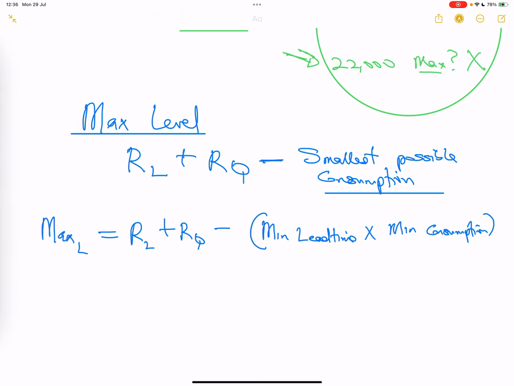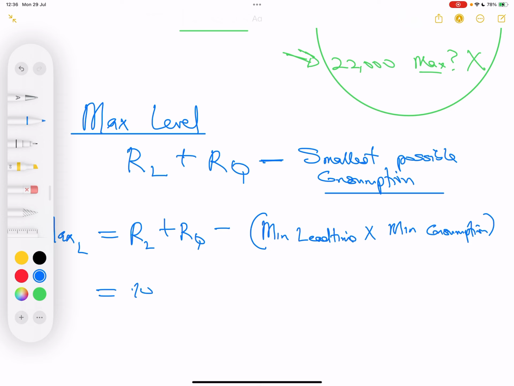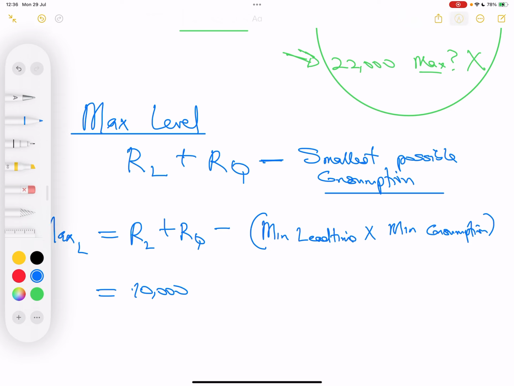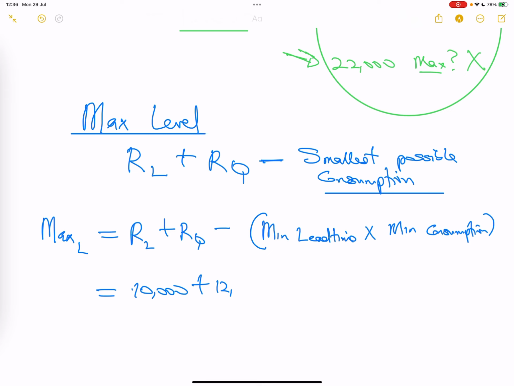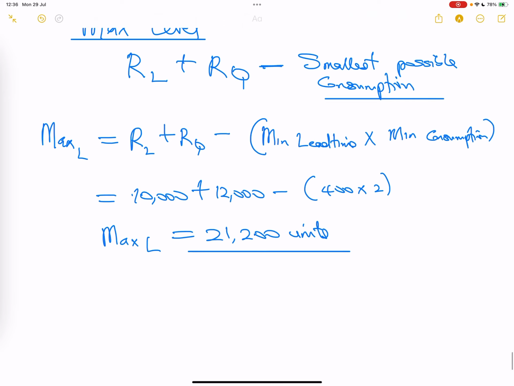So in this question, our reorder level, we've calculated it to be 10,000. Reorder quantity is given as 12,000. However, we're going to consume 400 multiplied by 2. And that will give us a max level of 21,200 units. So what this is saying is that at any point in time, we must never have more than this. And we cannot have more than this because, like we said, if at 10,000 we buy 12,000.